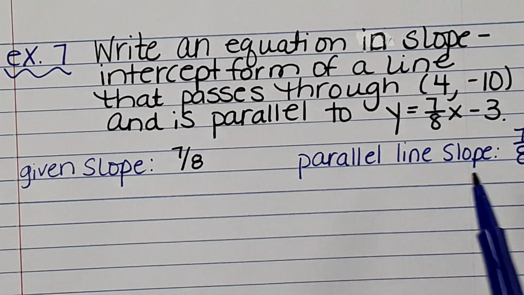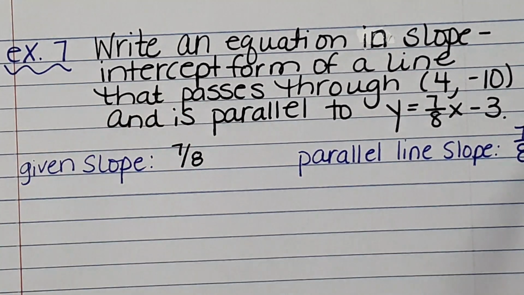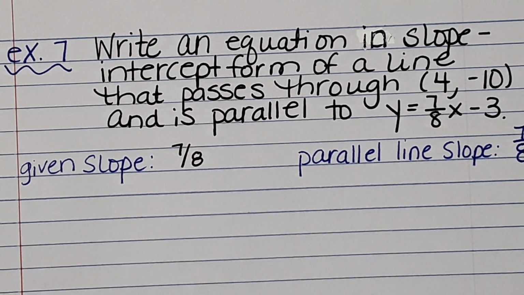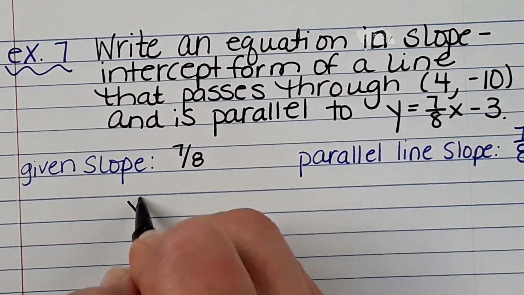Now, if I said perpendicular, then you would know that if this was positive, it would be negative and flipped upside down. But I'm looking for a line that's parallel. On the test, I would probably give you one like this with 3 steps. I might ask you, what is the given slope? What is the parallel slope? What is the perpendicular slope? It's called leading you to the problem, so I could see if you understood that part. Now, we're going to write it in point-slope form.